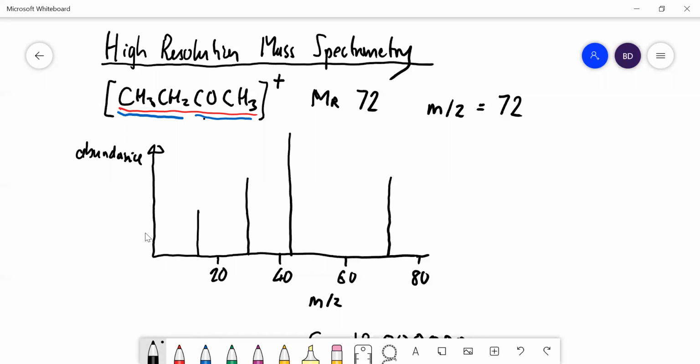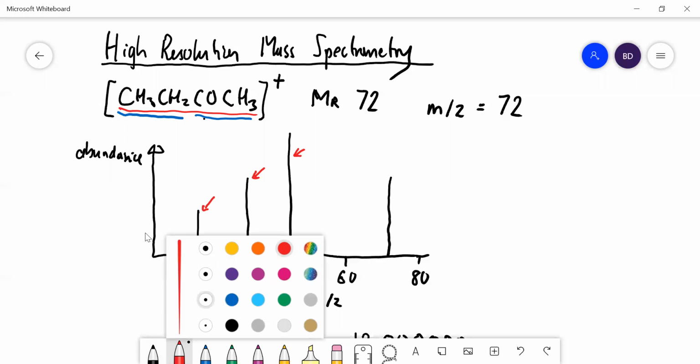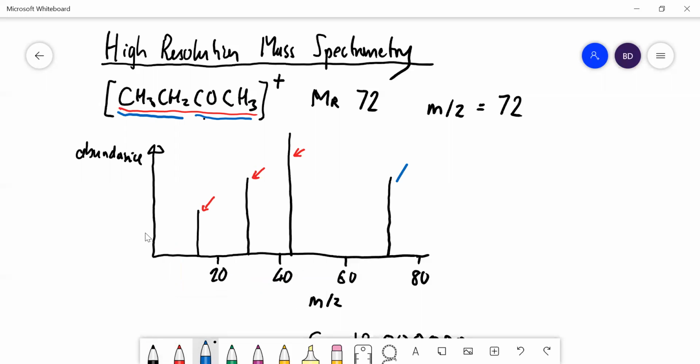But we're not really interested in these other peaks. We want to find out the Mr of the substance, so we look for the biggest peak. We're just interested in the biggest peak, sometimes called the parent ion, because all the other bits have come from that. And that gives us the Mr of the stuff we put in there, in this case 72. So that's at low resolution.